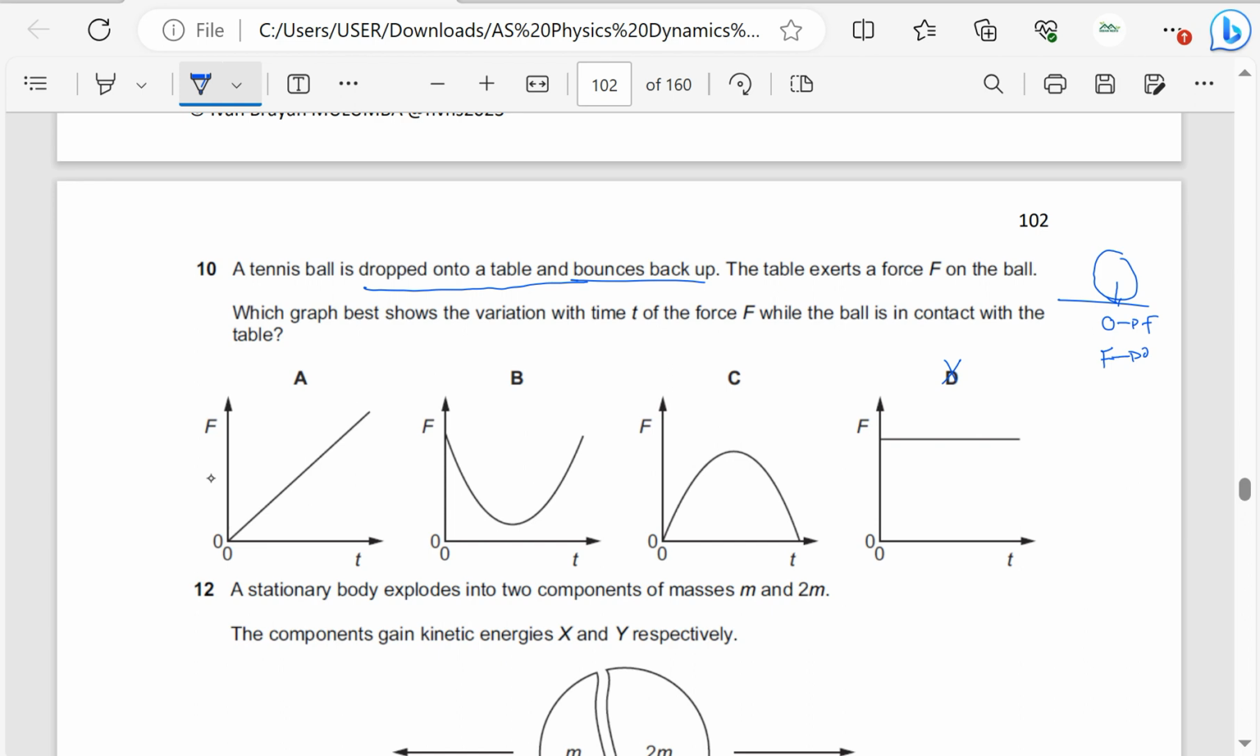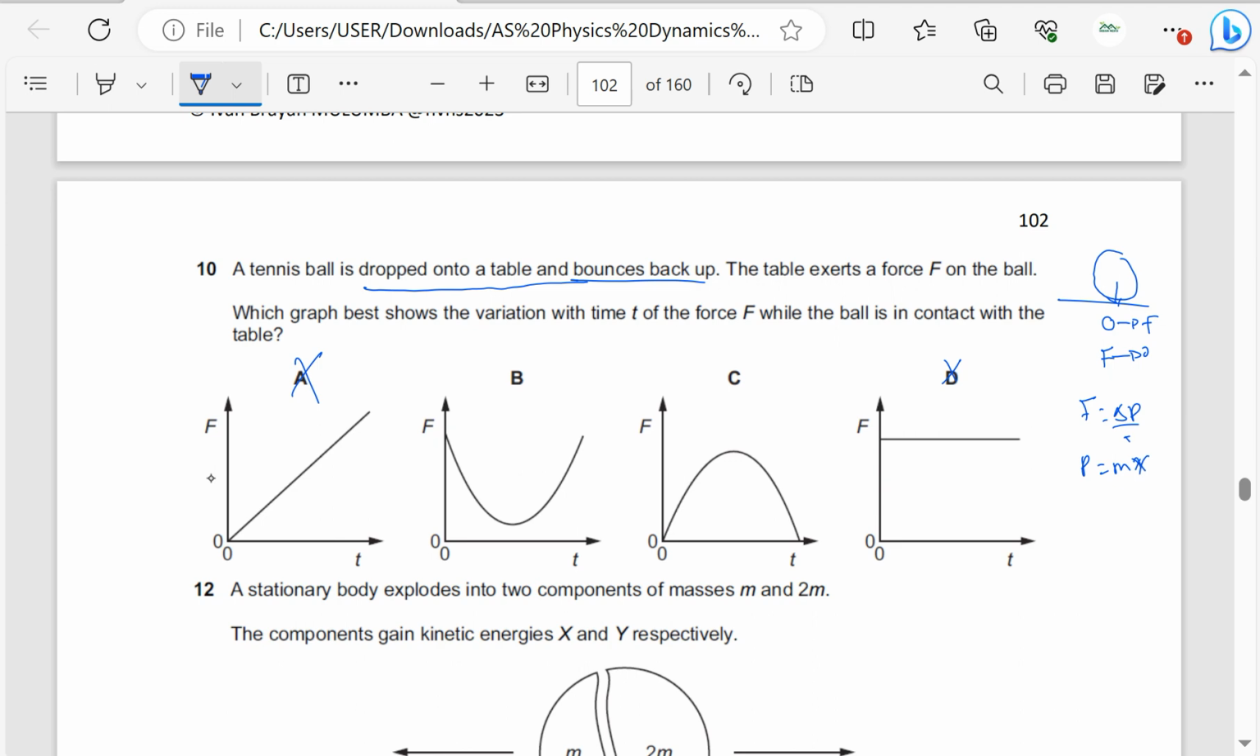So this one is showing the force increases throughout, so this is also out. Of course, we know that force is equal to the rate of change of momentum. And momentum is mass times velocity. So as the ball gets in contact, v goes to 0, and momentum changes. So the ball exerts a force on the table, and by Newton's third law, the table exerts an equal and opposite force.